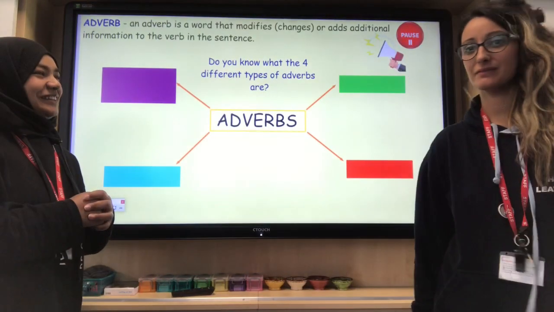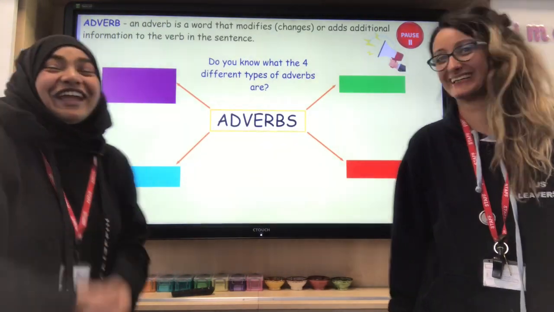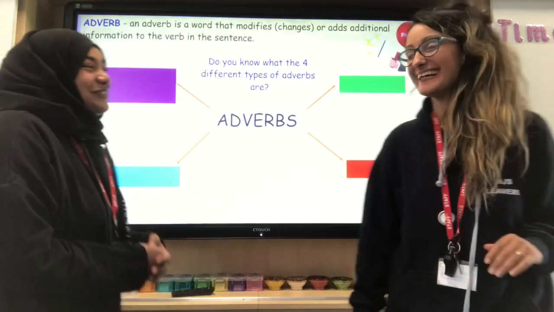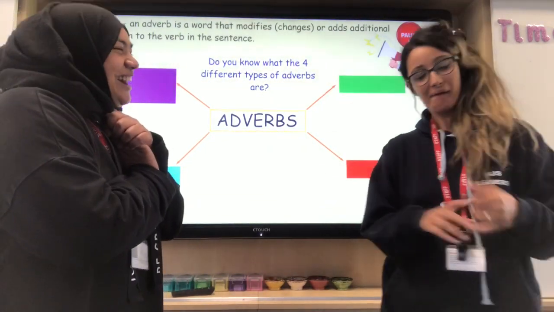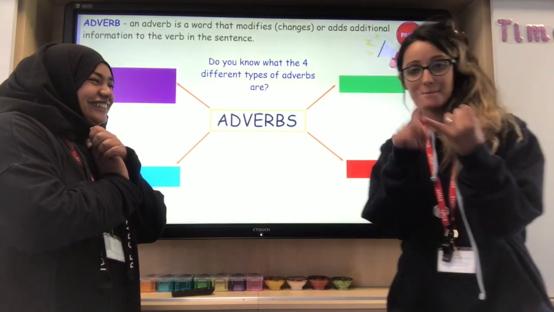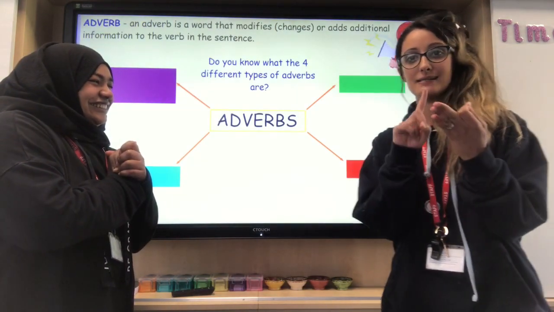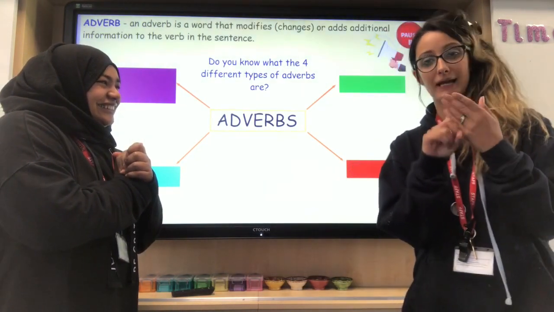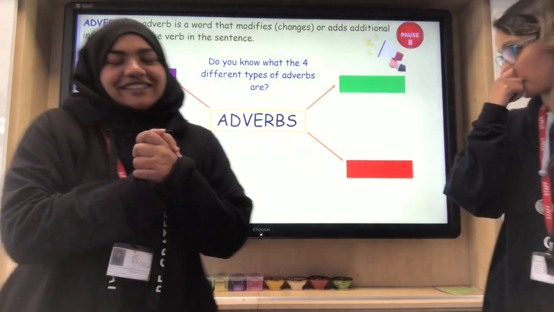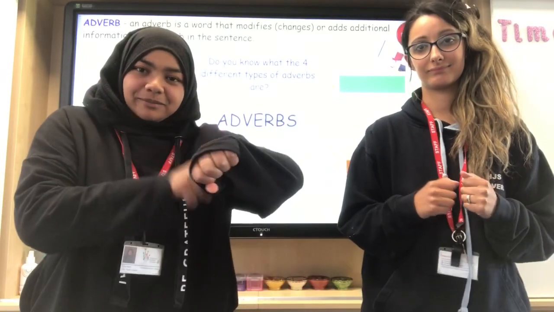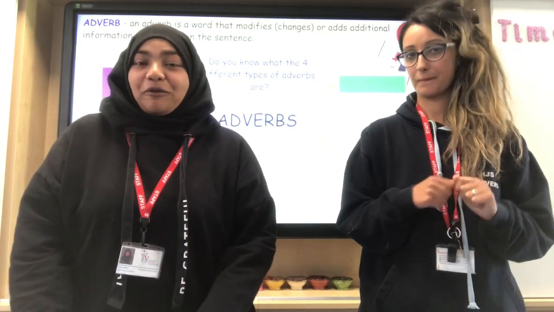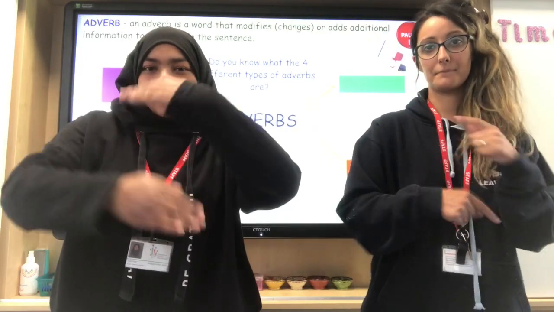Now, we know that there are 4 different types of adverbs. Mrs. Gale, what are the 4 different types? The 4 different types are manner, frequency, time, and place. Okay, so we've got manner, so how you do something. We've got time, so when something happens. We've got frequency, which is how often something happens. And place is where it happens, okay?